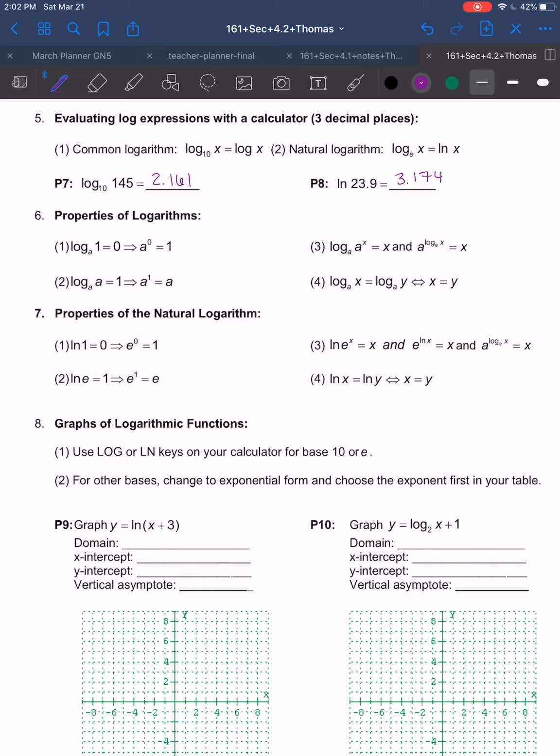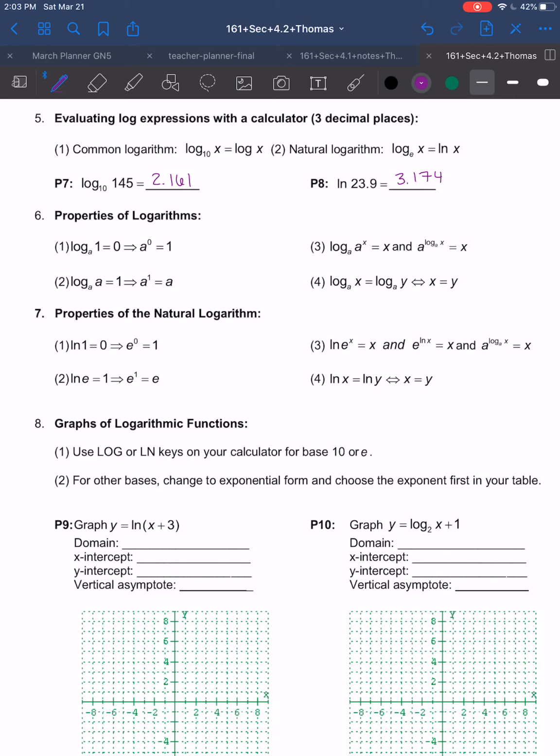And then there are some properties of logarithms that we need to know. So if you have log base a of 1, it's going to be 0 because a to the 0th power is 1. And then if you have log base a of a, it's going to be 1 because a to the first power is a.